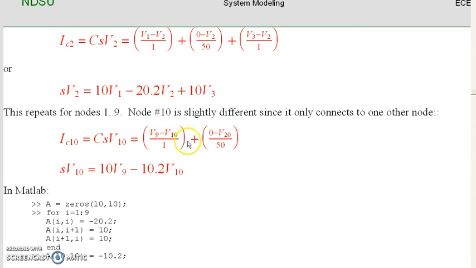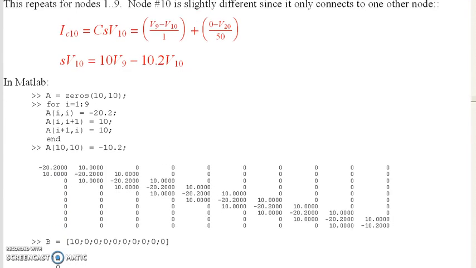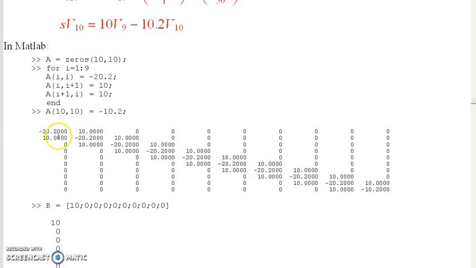Except for the last node. There's only one resistor attached to the last node, so that equation is slightly different. So in state space, what the system is going to look like is this for the A matrix: minus 20.2 on the diagonal, 10 on the off diagonals, with the exception of this last one. The B matrix, this extra 10, actually comes over to the input. It's right there.